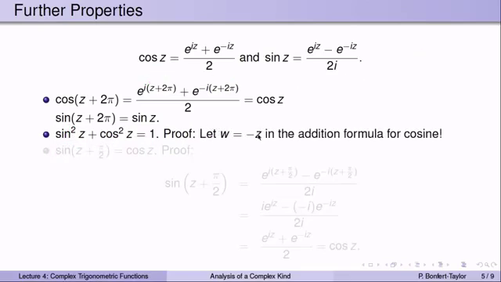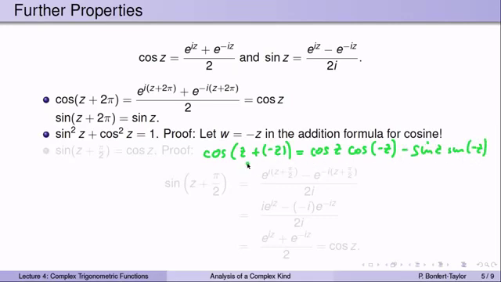You substitute w equals minus z in the addition formula for the cosine function. Let me simply demonstrate how to do that. The addition formula for the cosine function was cosine of z plus w, but we're going to make that z plus minus z, and that's my w, is equal to, the addition formula says cosine z, cosine w, which is minus z for me, minus sine z, sine w, which is minus z.